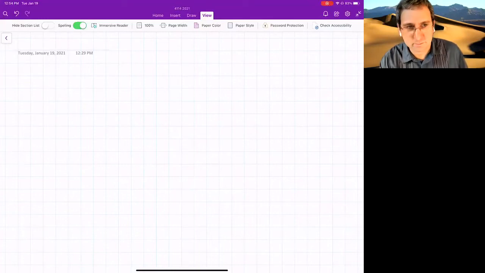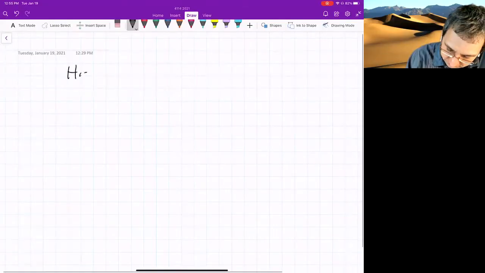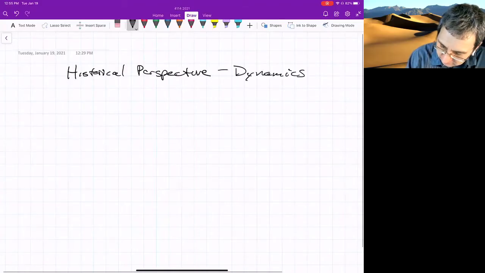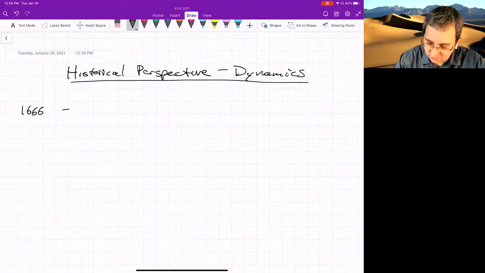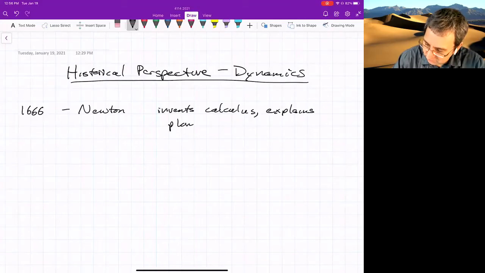I'm going to go more into the history, try to give you an idea of the history of this subject. So this is maybe a historical perspective of dynamics. In 1666, we've got Newton basically inventing calculus, and also explains planetary motion.